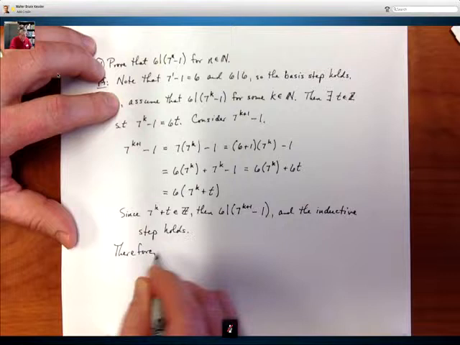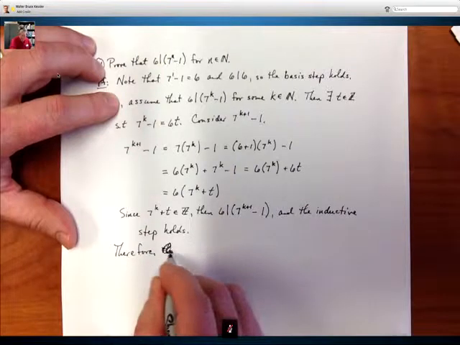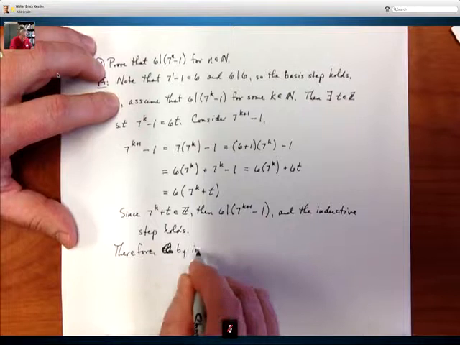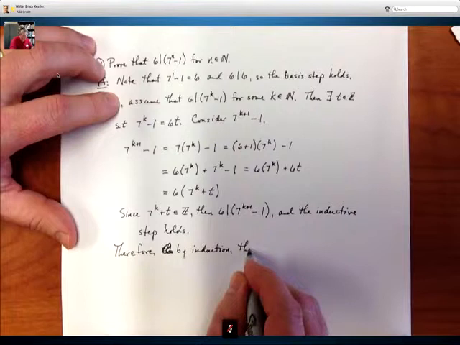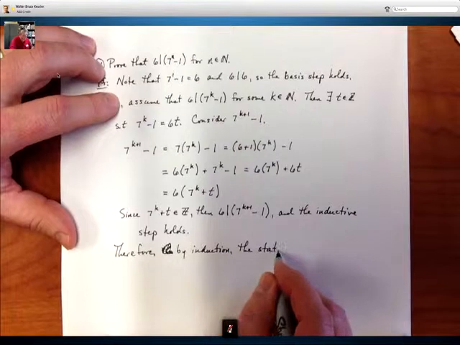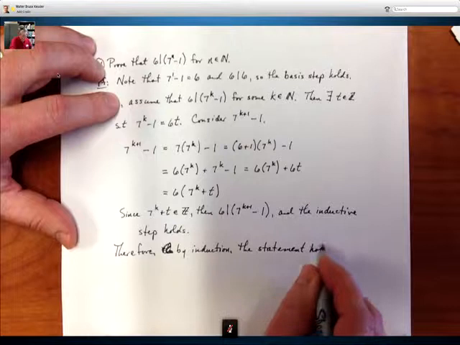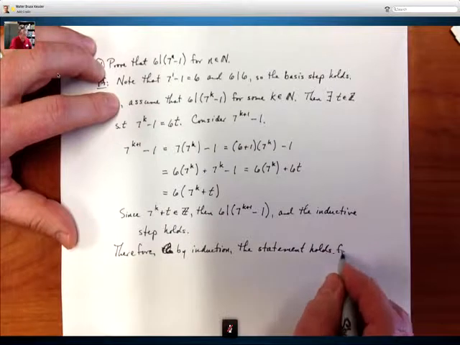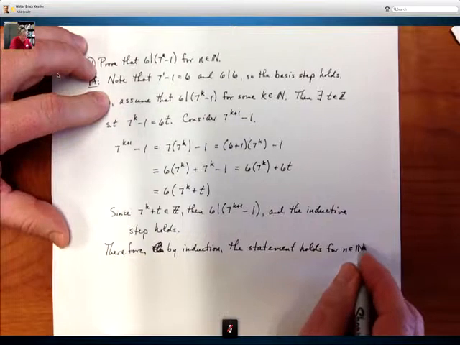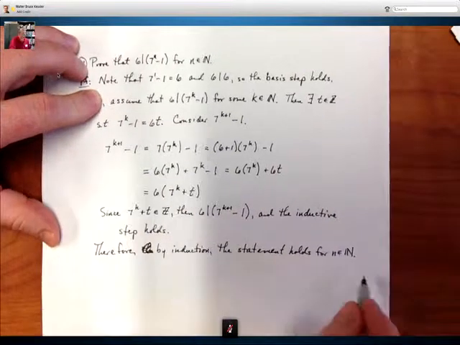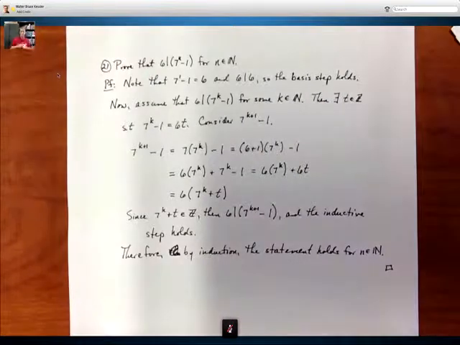Therefore, I'll even put it in this time, by induction, the statement holds for natural number n. The box. Okay?